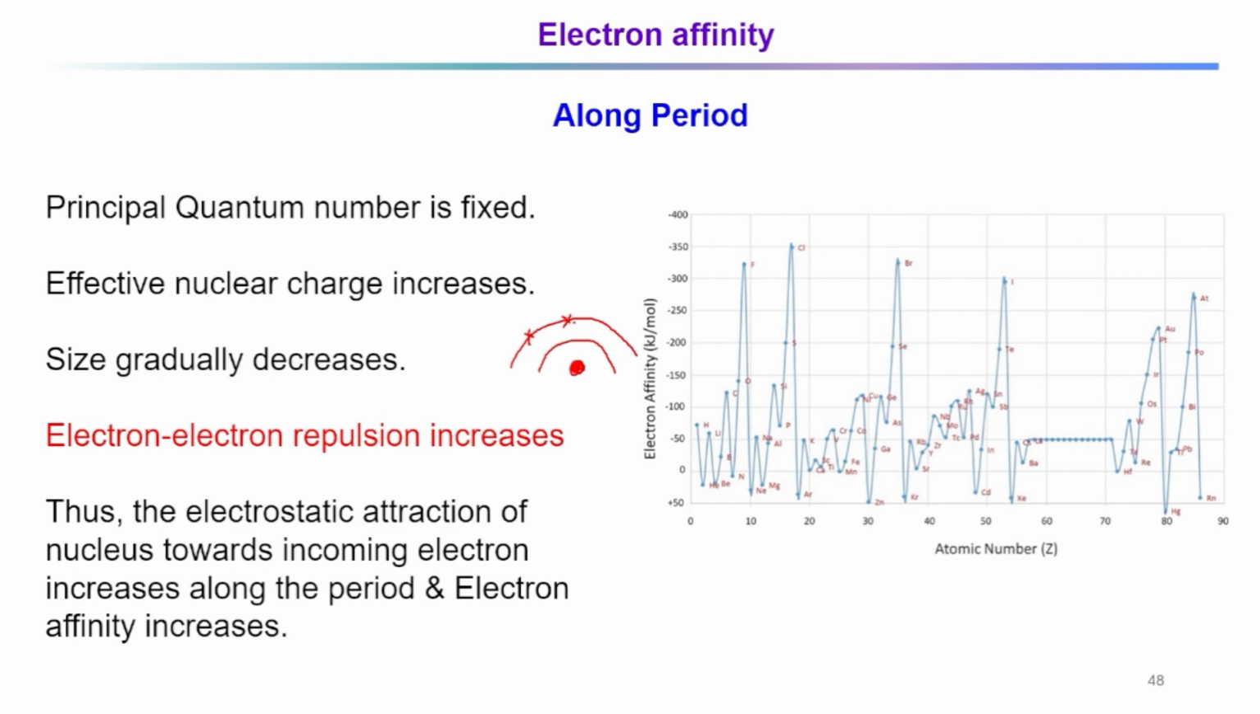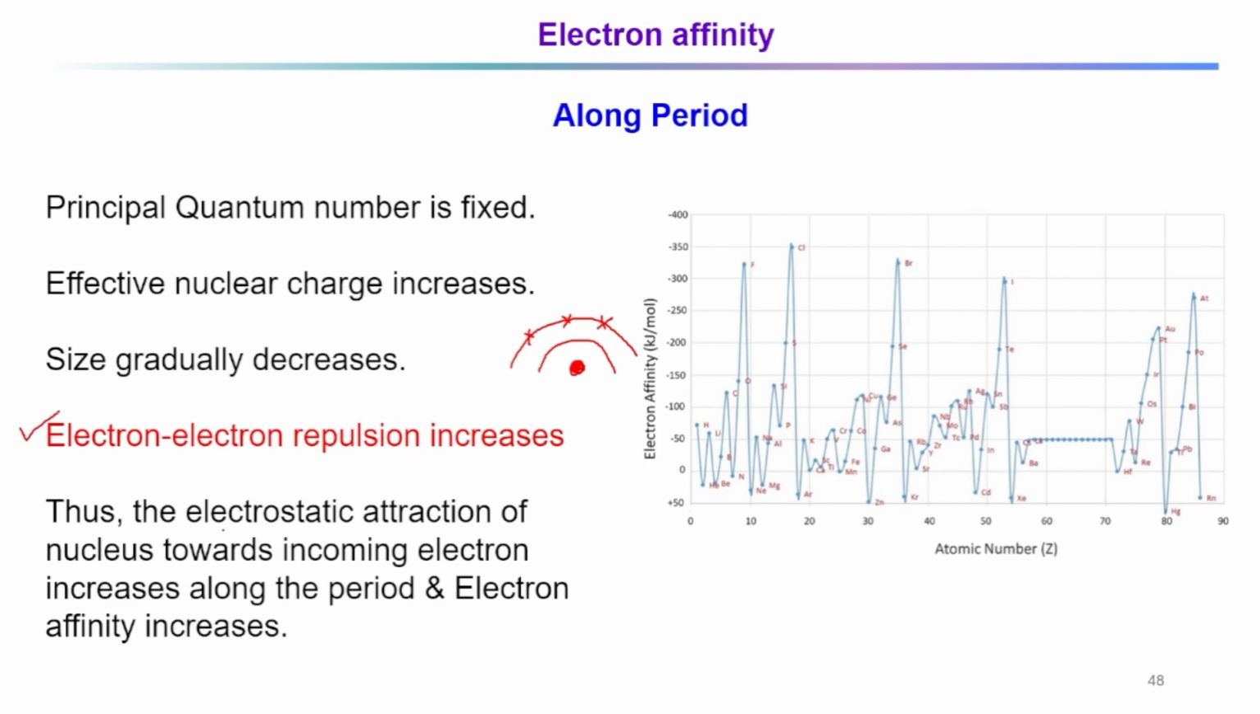The size is also decreasing and the effective nuclear charge is also increasing because we have more protons in the nucleus. Now when we put more and more electrons, going from left to right, electron repulsion also increases, but you can ignore this fact. That's why I have marked it in red. This contribution is very minor compared to the other contribution that decides the effect. This point is just for your understanding and learning. You can ignore it when considering the electron affinity trend.